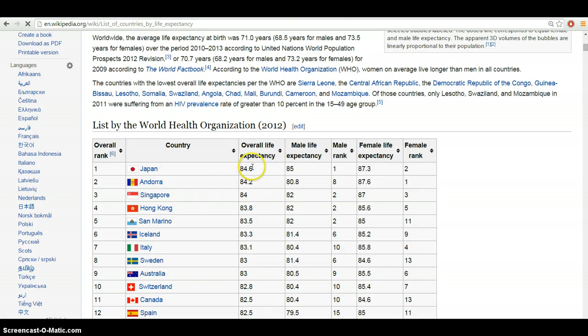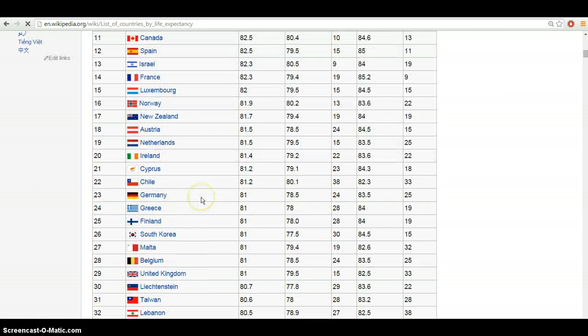So Japan has the overall highest life expectancy. So assuming that you can avoid any nuclear fallout there, if you do want to extend your years on Earth, maybe consider a move to Japan or Andorra, which you may not be as familiar with. Singapore, a beautiful country. I've been there a couple times.